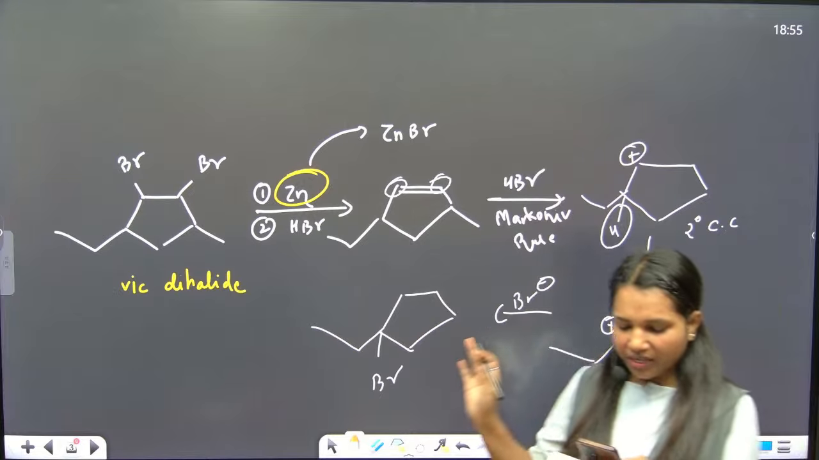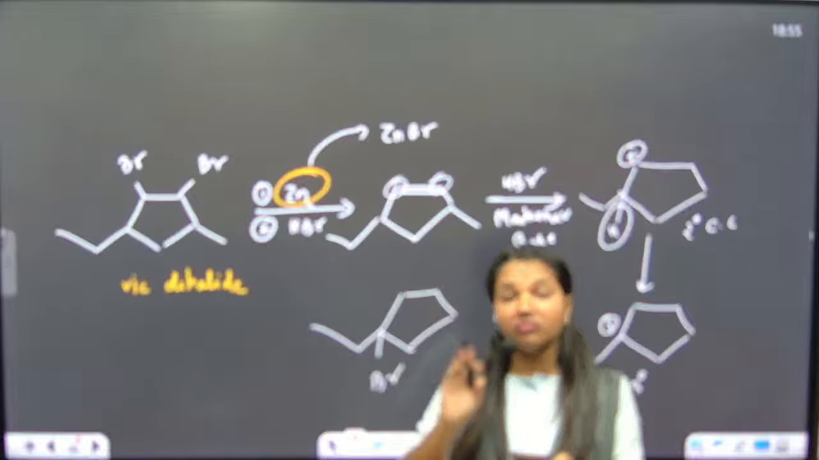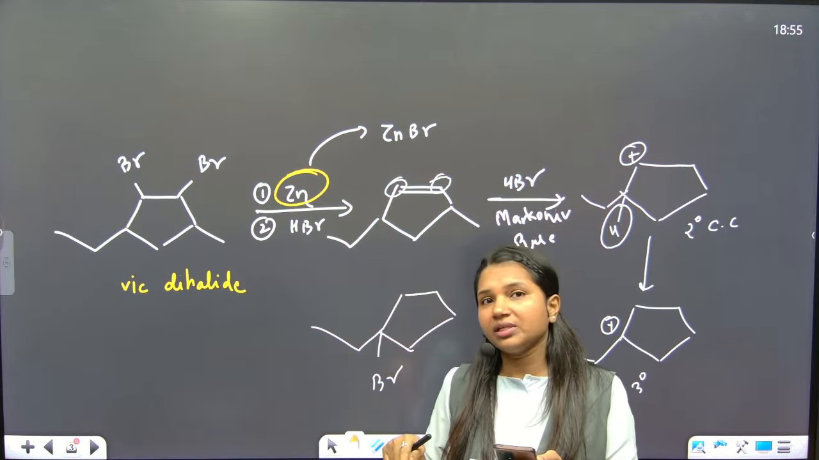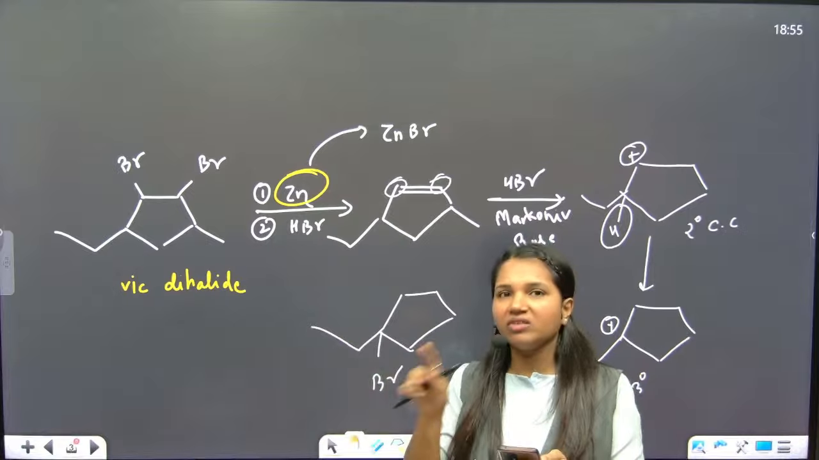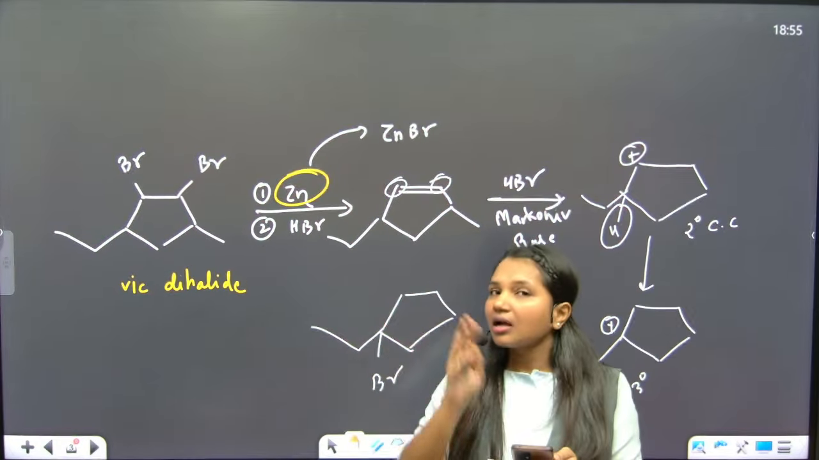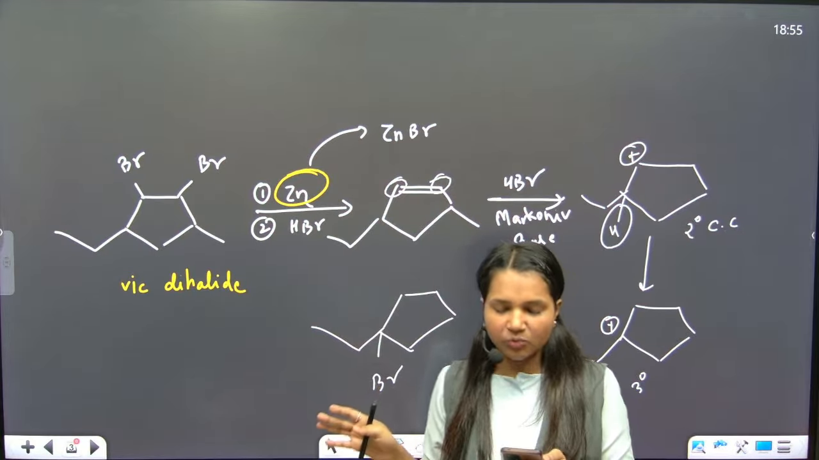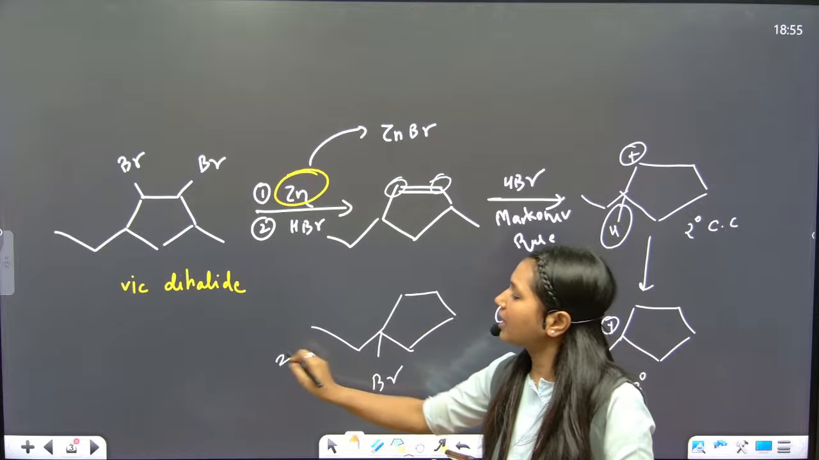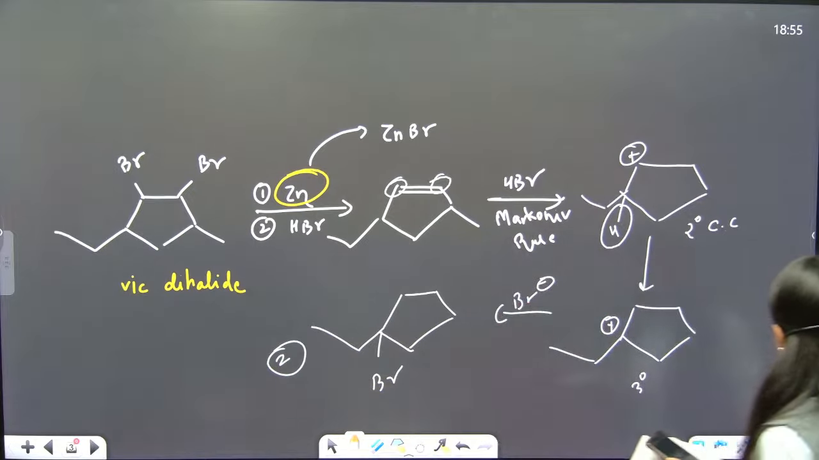Let me check which option is the correct one. They have given many options, and they have also given the option without the rearrangement. Normally students will make this mistake and choose the option without the rearrangement. But we know whenever we add acid, carbocation rearrangement may happen. So the correct answer is the second one. I hope you have understood. Let's move to the next one.